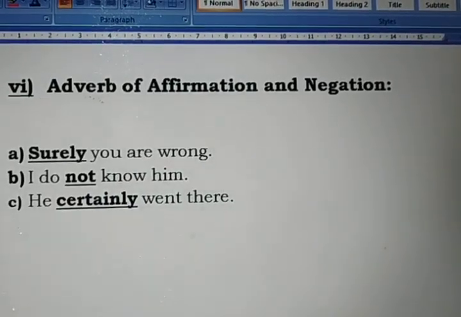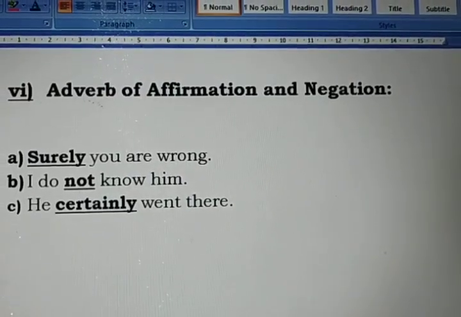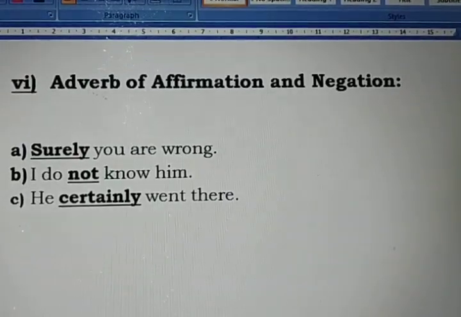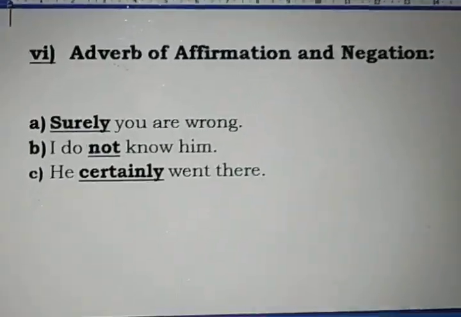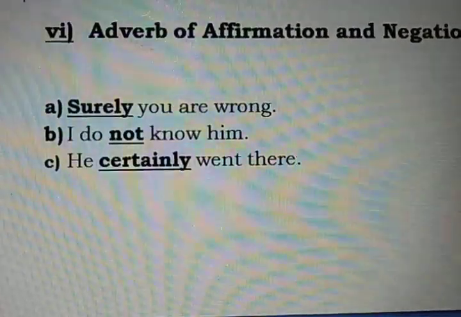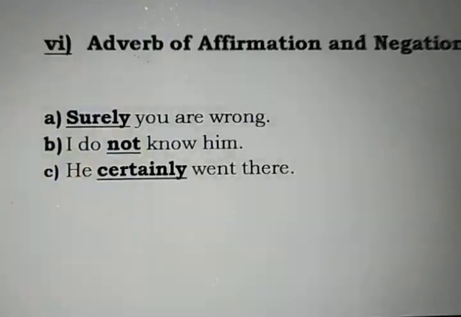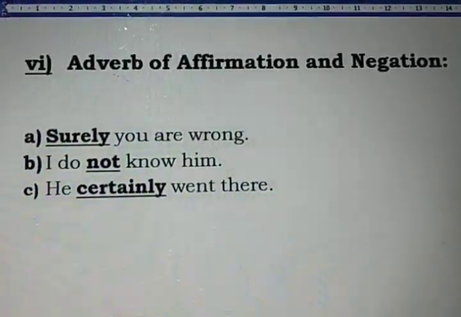Next type is adverb of affirmation and negation. Affirmation means in the sense of yes, and negation in the sense of no. We call them adverbs of affirmation and negation. Examples: surely you are wrong. Surely, certainly, these are the adverbs of affirmation. Surely you are wrong.